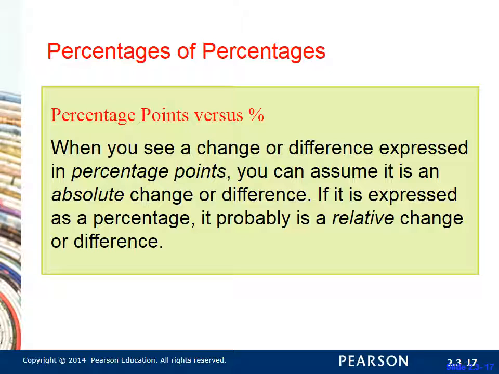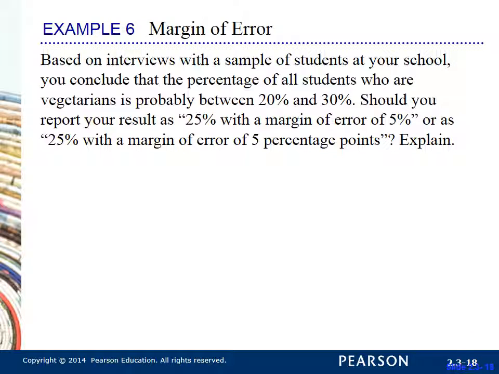So the absolute change with the percentage points, you're going to be adding or subtracting. If you have a straight percentage, it's a relative change, so you're going to be dividing. All right, so based on interviews with a sample of students at your school, you can conclude that the percentage of all students who are vegetarians is probably between 20 and 30%.